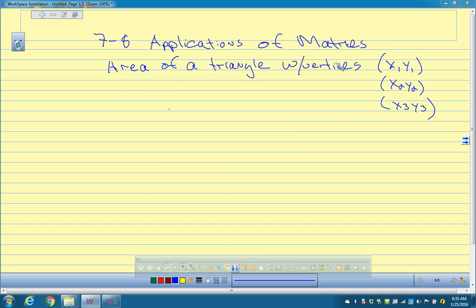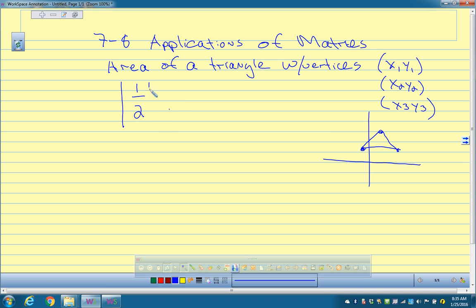So if you want to find the area of a triangle with vertices x1, y1, x2, y2, so you have some triangle hanging out there in the xy plane, and you want to find the area of this triangle, all you have to do is use this trick. It comes out of the cross product, which we'll talk about in chapter 10, but they don't tell you that yet, okay?